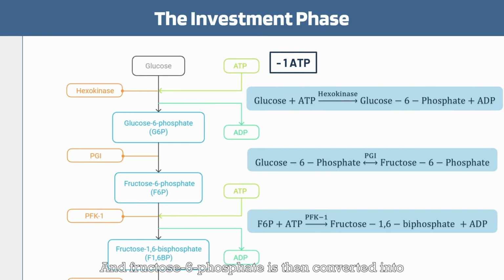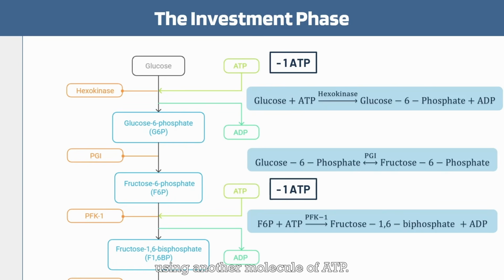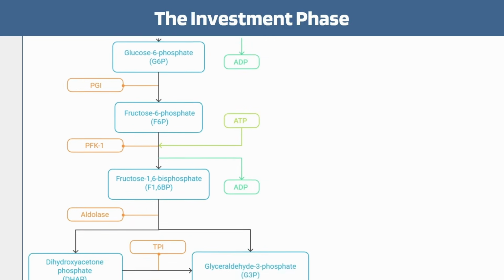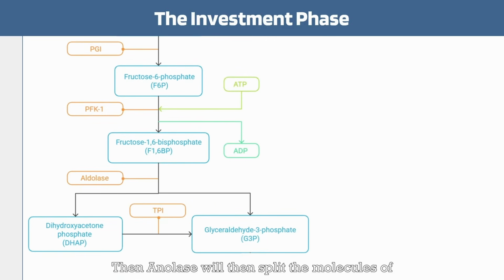Then fructose 6-phosphate is converted into fructose 1,6-bisphosphate by an enzyme called phosphofructokinase 1 using another molecule of ATP. Then aldolase will split the molecule of fructose 1,6-bisphosphate into two molecules. One is dihydroxyacetone phosphate and another molecule is glyceraldehyde 3-phosphate.